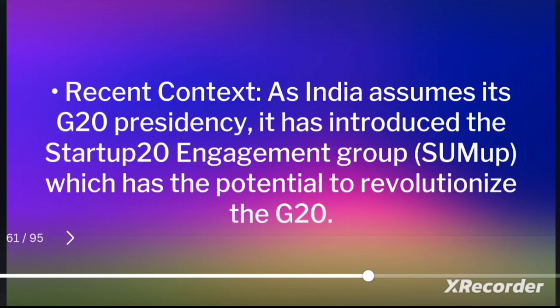Next new topic. India assumes the G20 presidency. It has introduced the Startup20 Engagement Group, which has the potential to revolutionize the G20.